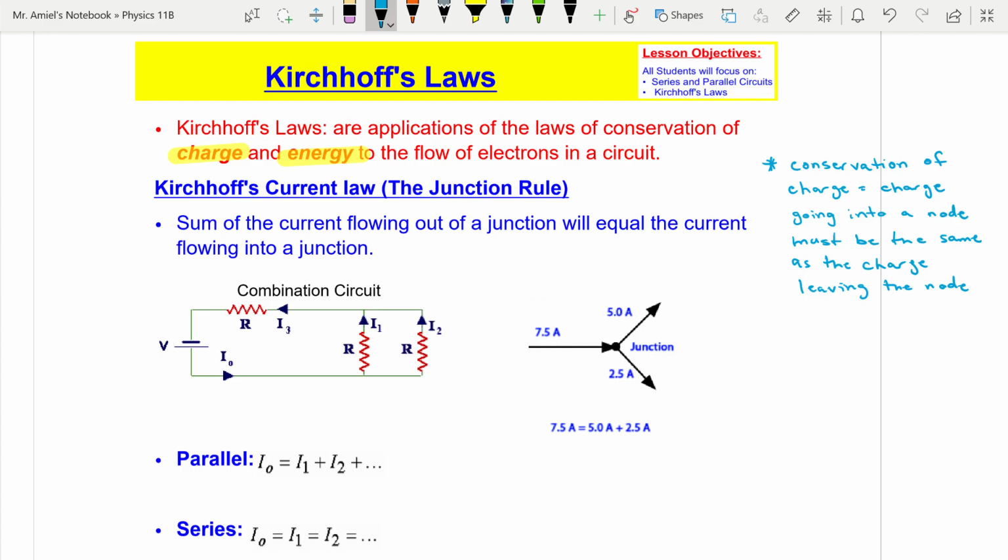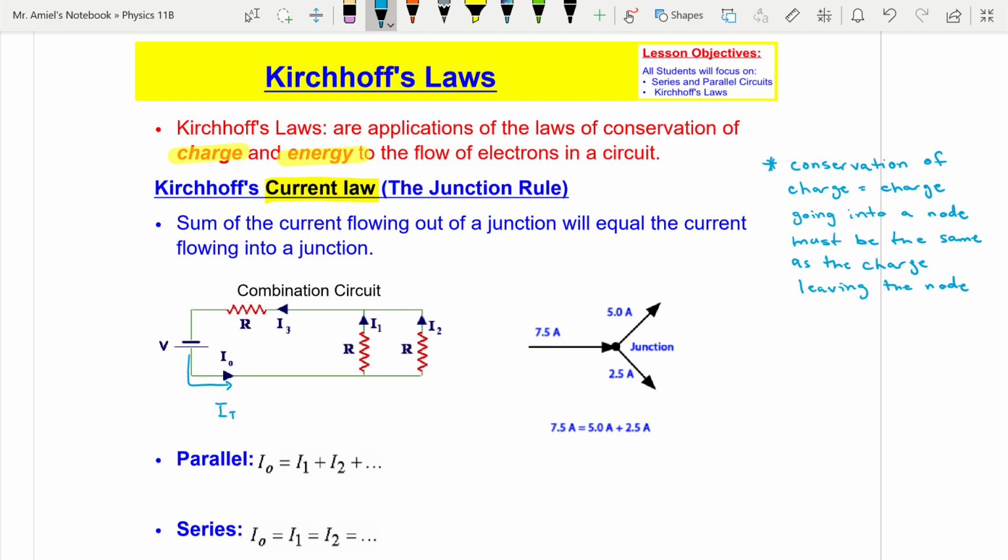Okay, so we're going to look first at Kirchhoff's current law. This is called the junction rule. So the current law is how we'll most likely refer to it here. And what it's saying is the sum of the current flowing out of a junction will equal the current flowing into a junction. And if we think about what we've learned before, so now we're going in this direction. So we're starting off, we can call this I naught, or we could call this the total. This is the total amount of current that we're going to have.